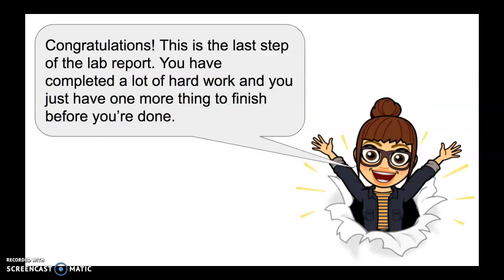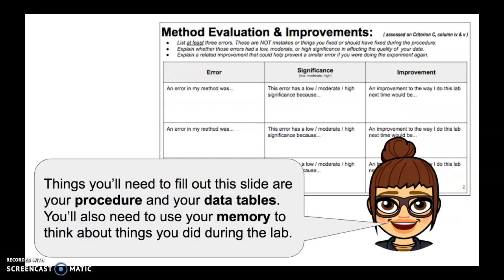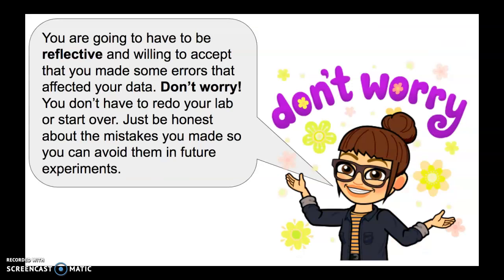So congratulations, this is the last step of your lab report. You've completed a lot of hard work, and you just have one more thing to finish before you are completely done. So things you're going to need to fill out the method evaluation and improvement slide are your procedure and your data tables. You'll also need to use your memory to think about things that you did during the lab. So you're going to have to be reflective and willing to accept that you made some errors that affected your data. Do not worry. You don't have to redo your lab or start over.